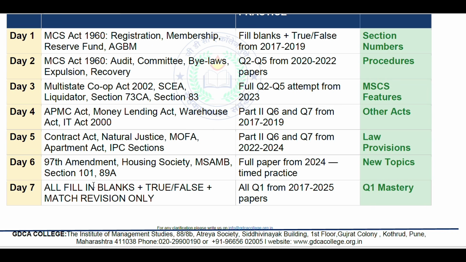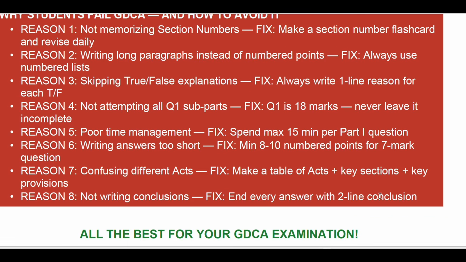On day 7, revise all fill in the blanks, true or false, and match the following only. All question number 1 from 2017 to 2025 papers. Focus on question 1 to master it.